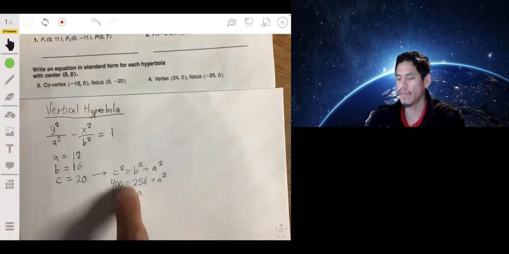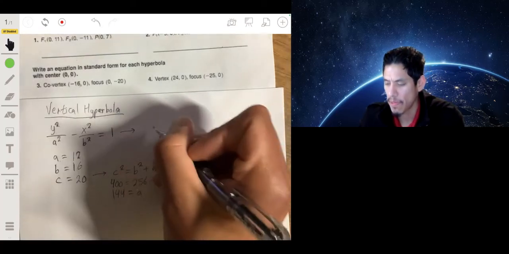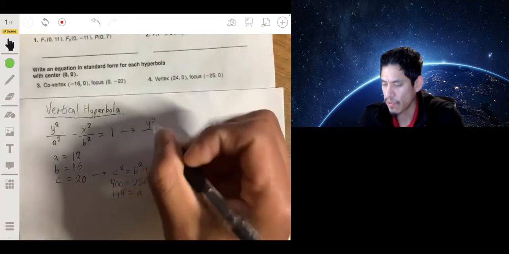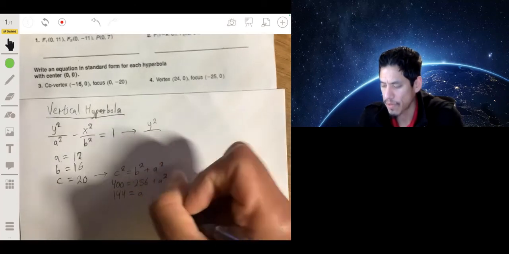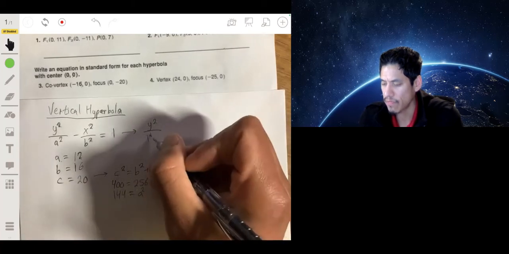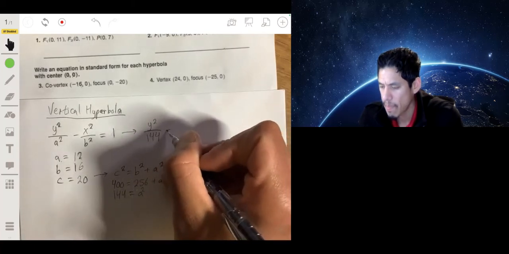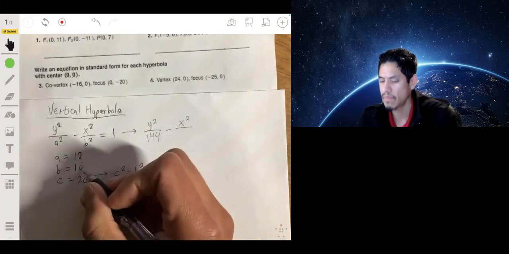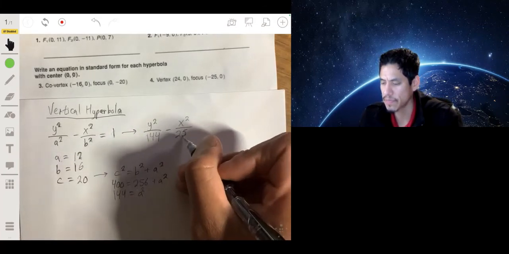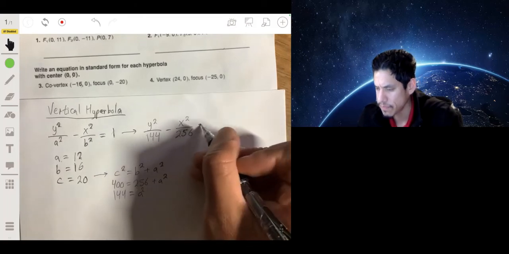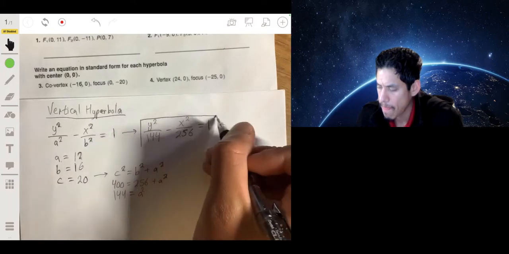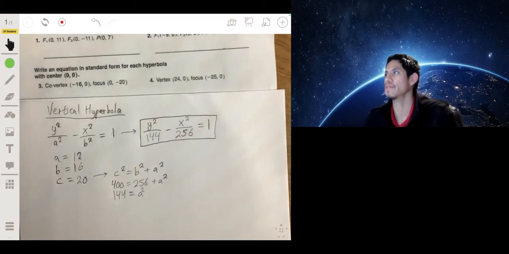So now you can just plug these values in. You get y squared over a squared, 144, minus x squared over 16 squared, 256, equals 1. And that'll be your equation.